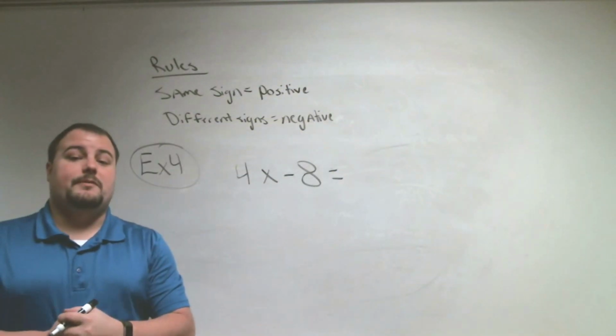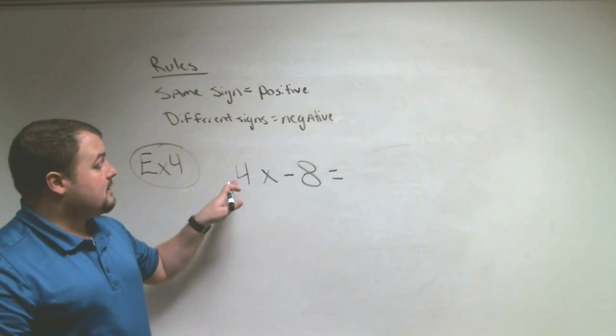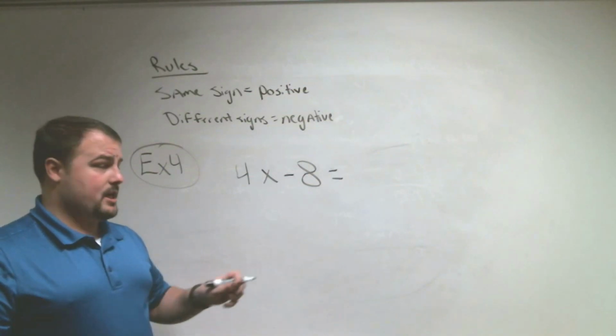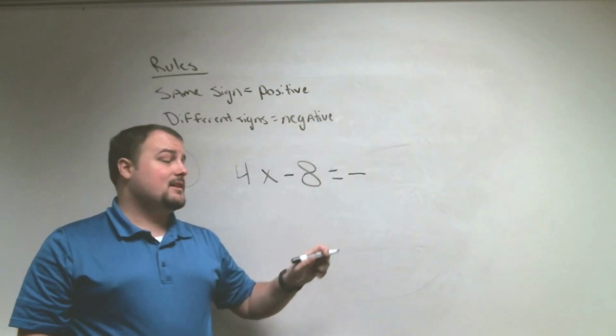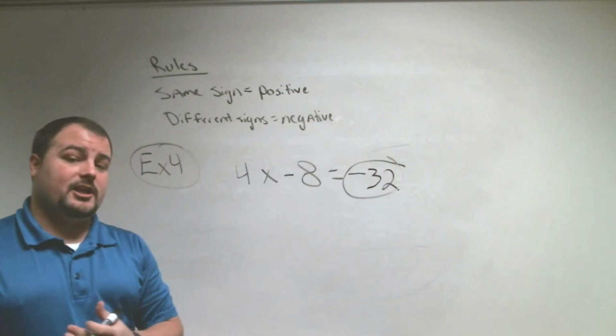Alright, so example 4, still multiplying. We have 4 times negative 8. This is a positive times a negative. Different signs mean negative. 4 times 8, that's 32. So negative 32 is our answer.